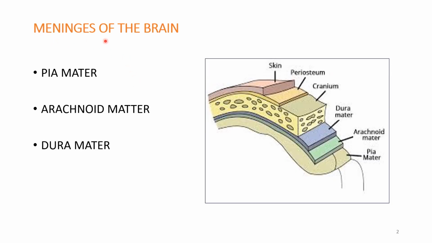First coming to the meninges of the brain. The brain is enclosed in the cranial cavity by three concentric connective tissue layers. They are pia mater, arachnoid mater and dura mater. These three constitute the meninges of the brain. See, this is the skin over the skull. This is the periosteum. This is the cranium. This is the dura mater. This is the arachnoid mater. This is the pia mater.